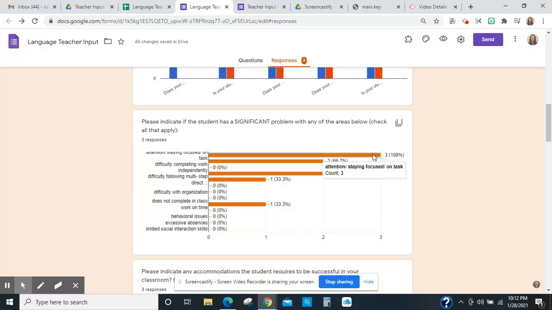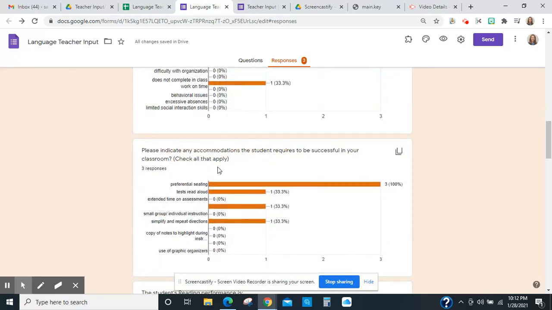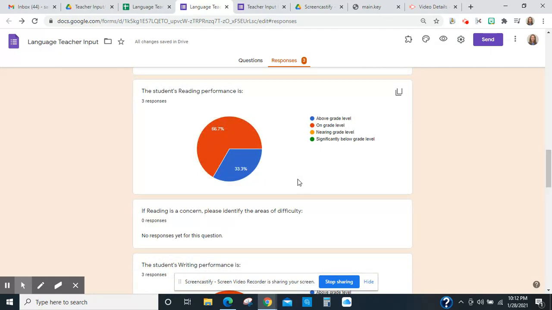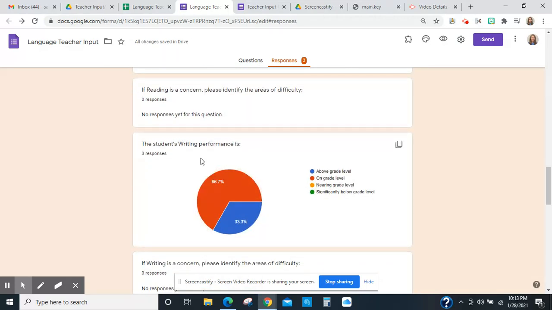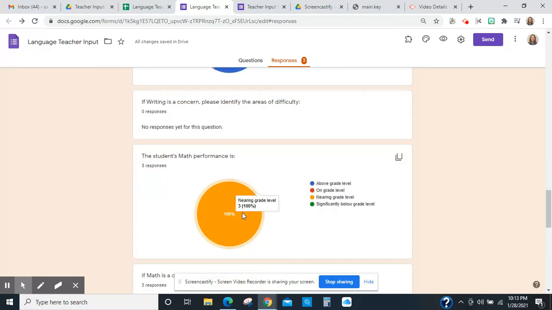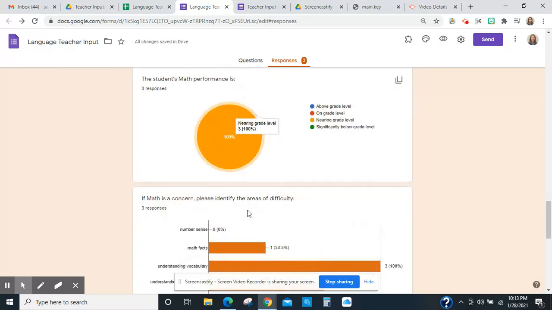It says 3 of the teachers rated the student having difficulty with attention and staying on task, and all the data graphs in the charts. Right here, it notes that 3 responses were submitted in regards to the reading performance, and 2 out of the 3 people said the student was on grade level. Same for writing. 2 out of the 3 said the student was on level for writing. However, it looks like all 3 of the people that completed the form said that the student was nearing grade level for their math performance.